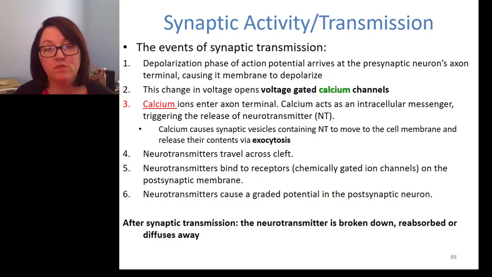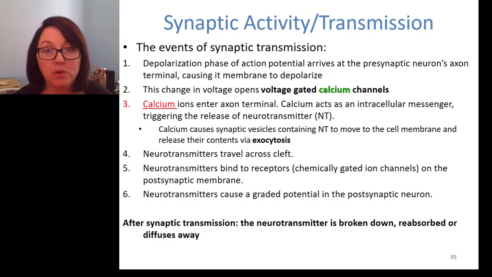Now the neurotransmitters will diffuse across the synaptic cleft and bind to receptors on the postsynaptic membrane. When they bind to their receptor, they are going to open that receptor. Typically, the neurotransmitter receptors are chemically gated ion channels, so the neurotransmitter acts as the chemical that opens the gate. And now ions will either rush into or out of the postsynaptic neuron, causing a change in voltage in the postsynaptic neuron. Now what we've done is we've started a graded potential in the postsynaptic neuron.